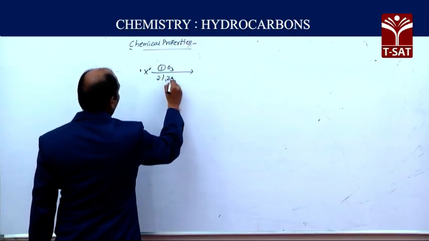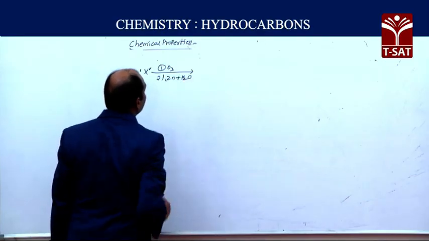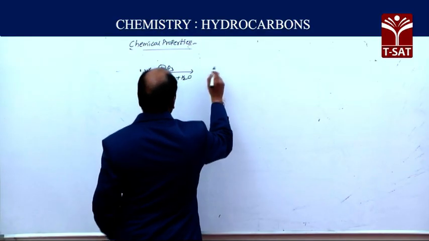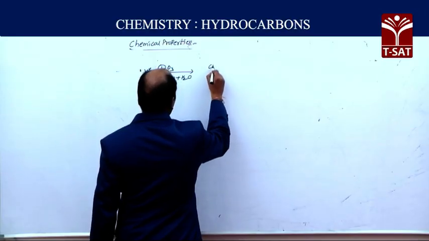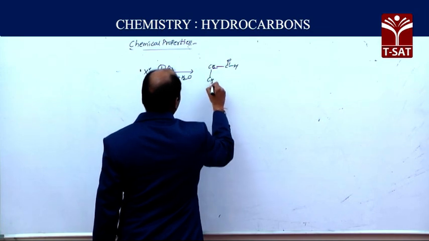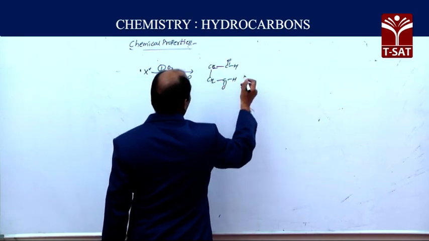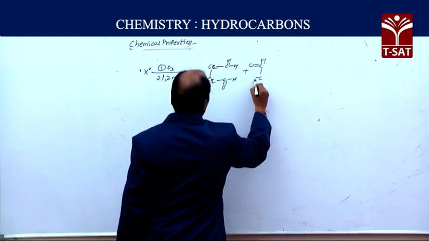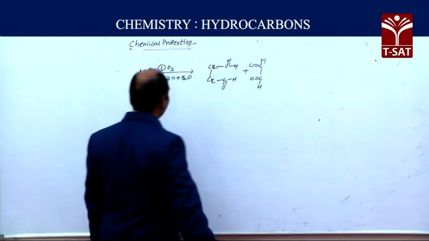Zinc plus water. Here we got, this is which one? Here let us consider, here we got CH2 C double bond OH, here also CH2 C double bond OH, plus here we got this is C double bond OH, this is C double bond OH. Now our question is, what is X?